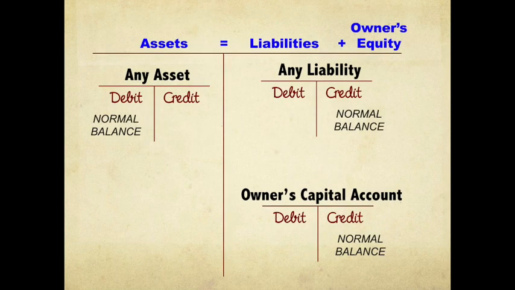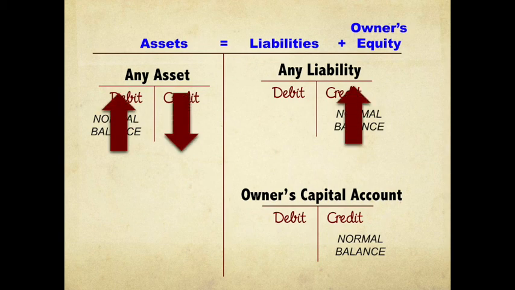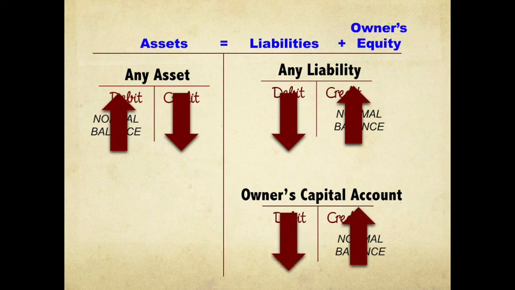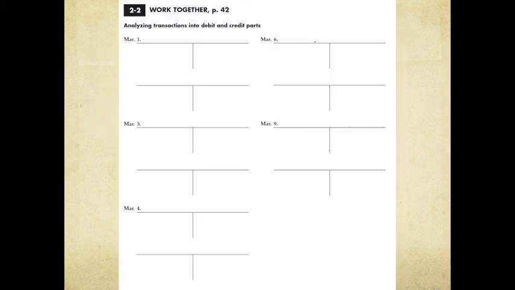Again, just as a little review here, these are our three separate classifications that we've worked with so far, and the increases and decreases of all their accounts. Our review problem. Next, we're going to take a look at going through this review problem so you can pull up your work together sheet and do it with me.